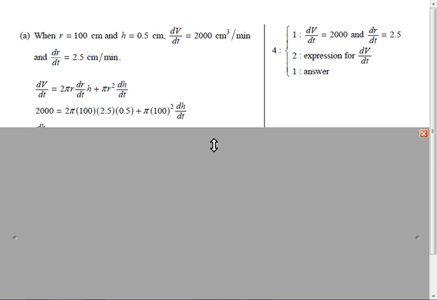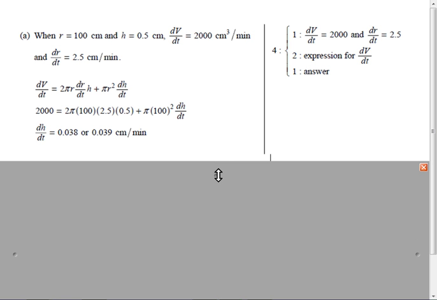Okay, so let's see what you get. Amazingly enough, this is 4 points just for A. So look at this. You get a point for writing this down.